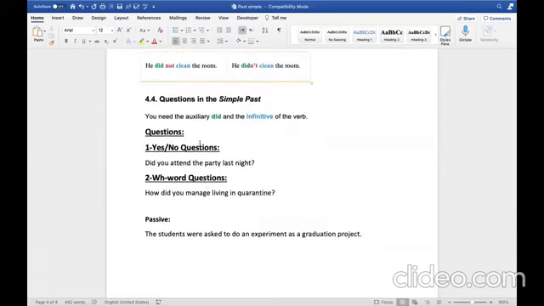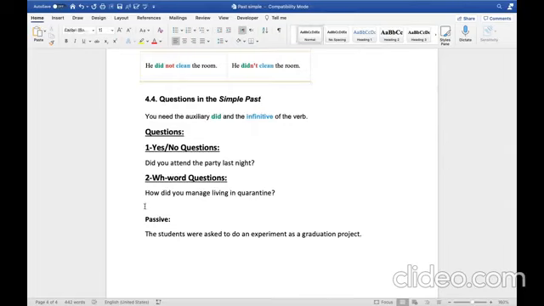As I told you, there are two types of questions, yes and no questions, and WH word questions. For the yes and no, we start with did, then the subject and the verb in infinitive, like did you attend the party last night? The WH word questions, like how did you manage living in quarantine?